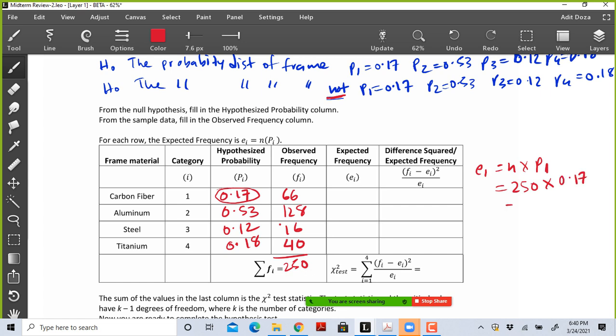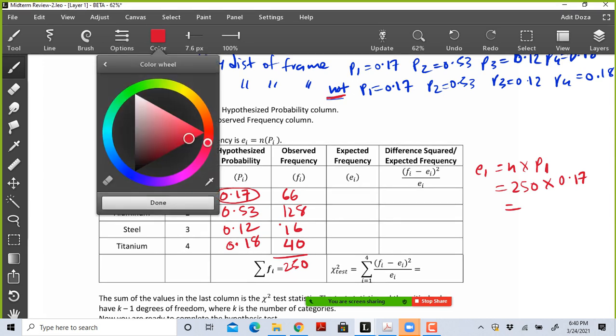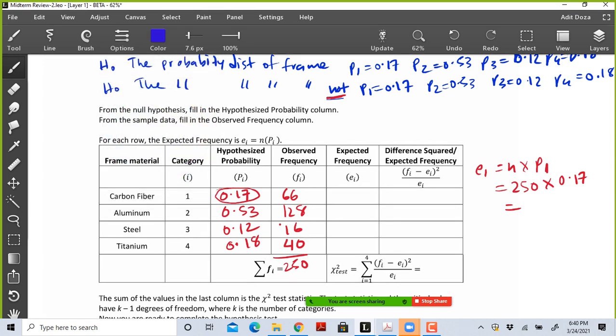If you use your calculator, let me use a different color. What should be the expected frequency? 250 times 0.17 is 42.5. Yes, 42.5. So this is what I should expect, but I observed 66. What should be E2? N times P2, right? N is 250 times P2 is 0.53. That would give us 132.5.